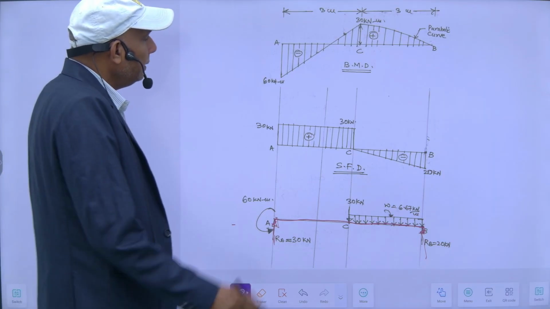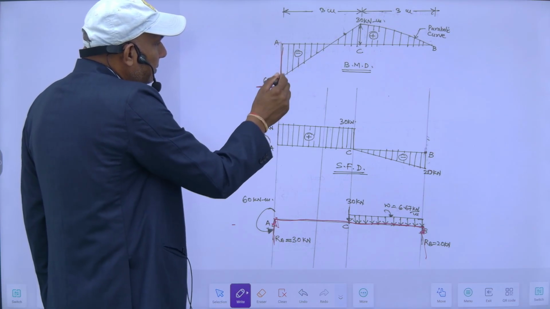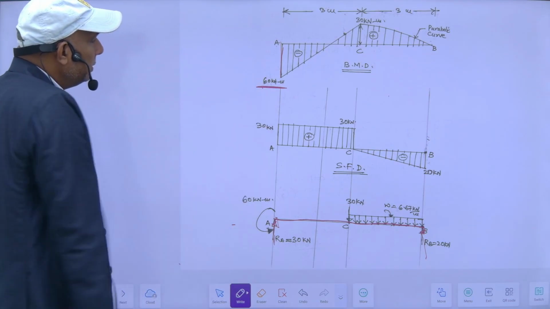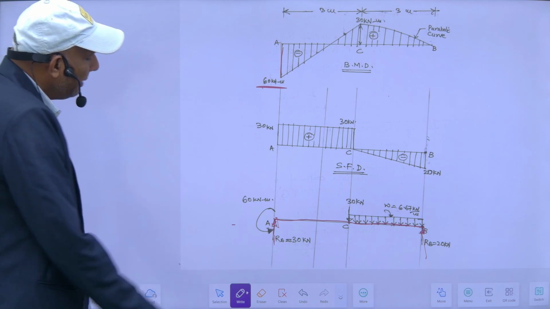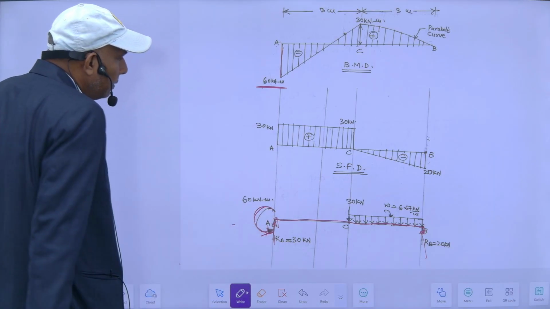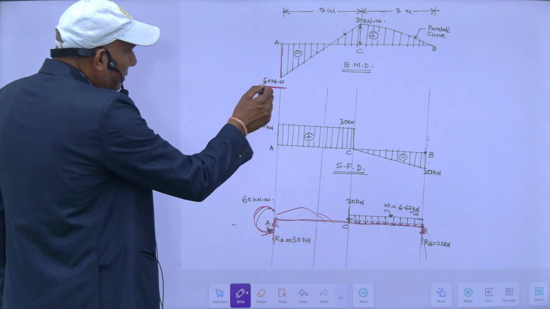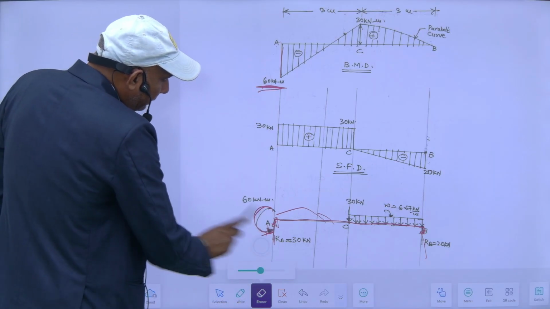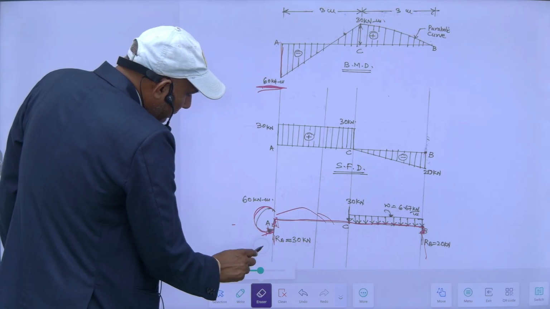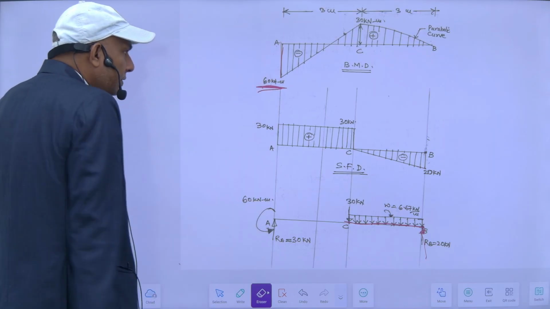If I see here, at this simply supported end, there is a hogging bending moment of 60 kilonewton meter. What does it mean? I have to apply a couple here. Initially there is a hogging couple. Hogging means it will act this way. So there is a couple of 60 kilonewton meter here, and I will apply a couple of 60 kilonewton meter here.